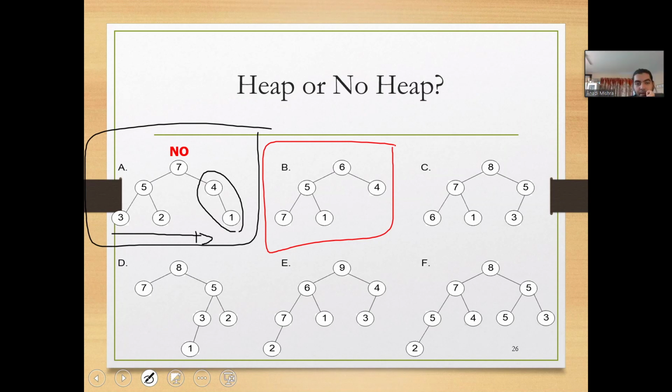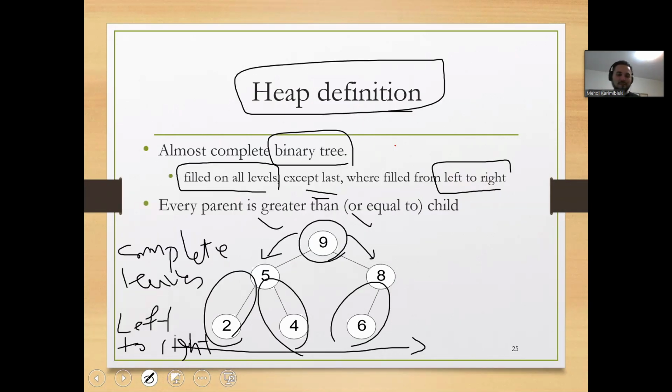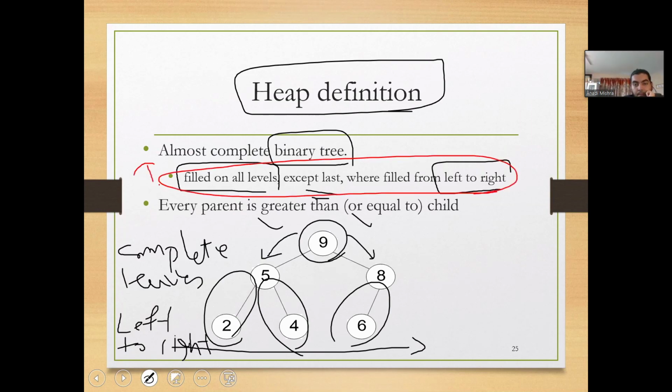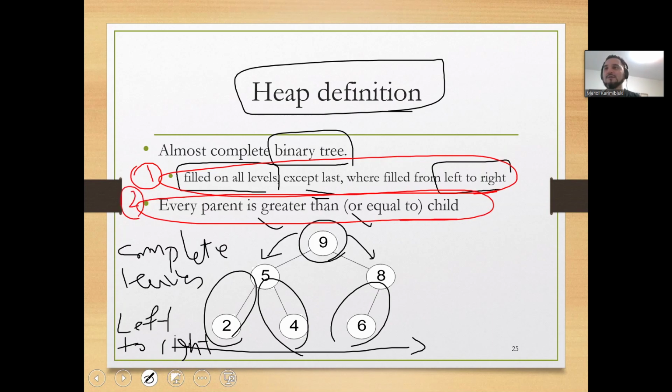No, I thought the heap requires the left side to be filled first, then the right. Yeah, so that's one. So if you go back to the previous slide, maybe I missed that. So there are two conditions, right? Oh, sorry. That's the first condition, which you're correct. And the second condition is every parent is greater than or equal to the child. So you have to meet these two conditions for a tree to have the property of a heap. I see.